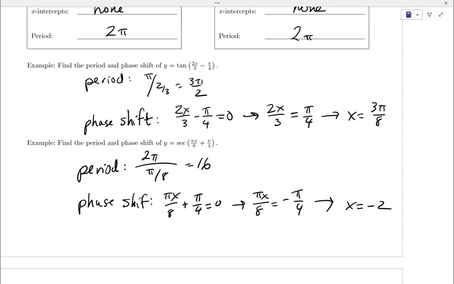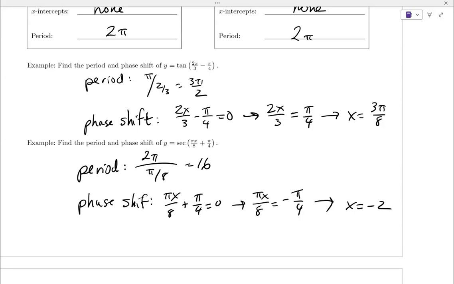Which way is it going to move then? Left. Remember the phase shift, we actually keep the sign in there, right? We'll make it positive if it's going to the right and negative if it's going to the left. That is not any different than what we just did for sine and cosine, is it? Literally the same process. The only difference is the fact that for tangent and cotangent, we start with a pi instead of a 2 pi. Literally the only thing that's different.